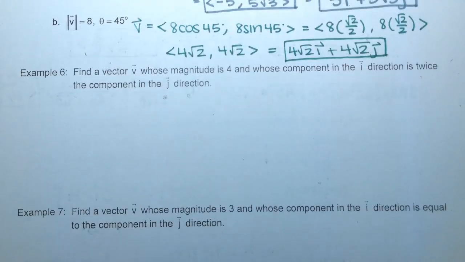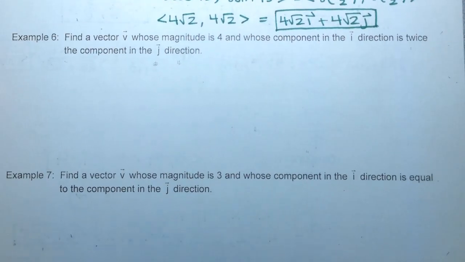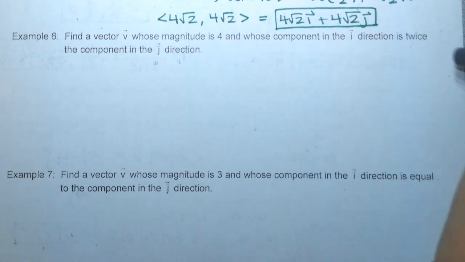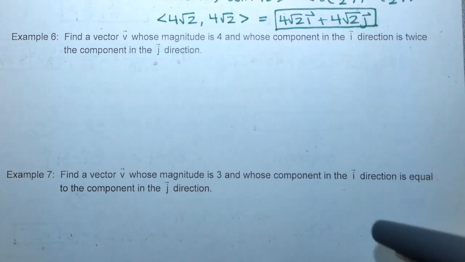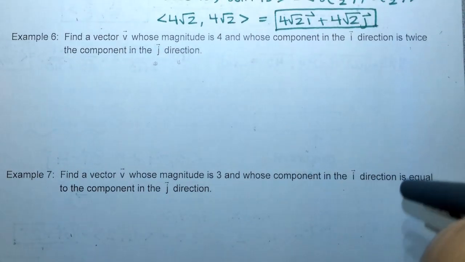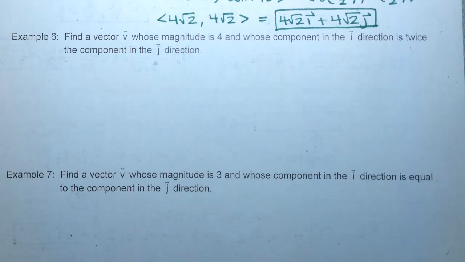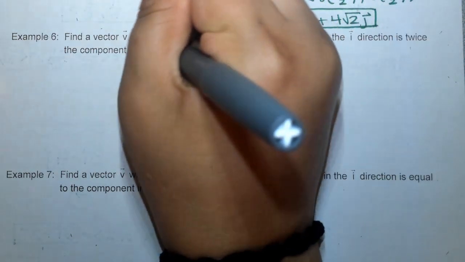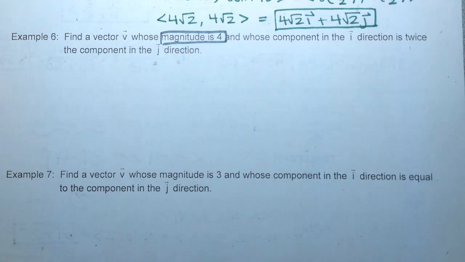Alright. Number 6. And the number after that are the same type of problems. Find a vector v whose magnitude is 4, and whose component in the i direction is twice the component in the j direction. Word problems, your favorite.